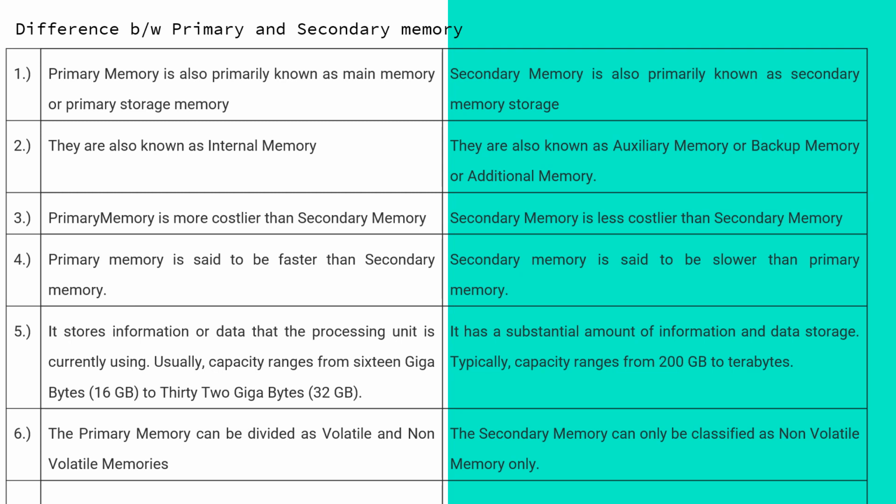Primary memory is said to be faster than secondary memory. Secondary memory is said to be slower than primary memory. Primary memory stores the information or data that the processing unit is currently using. Usually, capacity ranges from 16 gigabytes to 32 gigabytes. Secondary memory has a substantial amount of information and data storage. Typically, capacity ranges from 200 GB to terabytes. Primary memory can be divided into volatile and non-volatile memories. Secondary memory can only be classified as non-volatile memory.